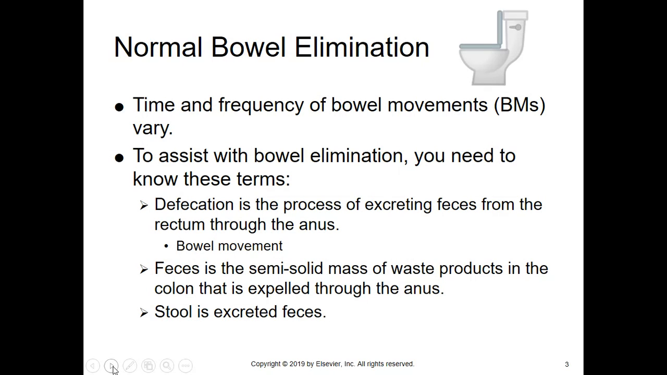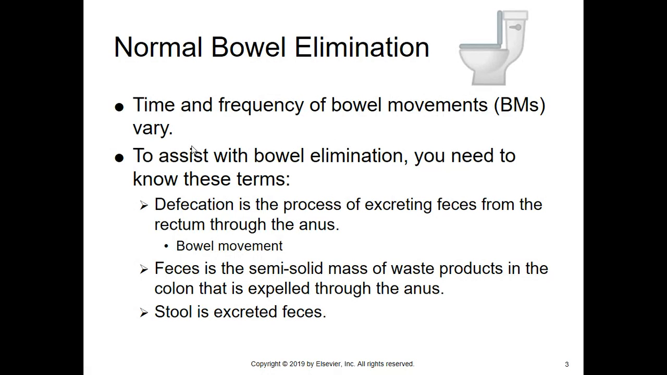So normal bowel elimination. Bowel means having a bowel movement or having, I guess we could use the word poop if you guys want to. Okay, so it means the person defecating, having a bowel movement, having feces come out of them, or taking a poop. But we don't use the word poop because that's not appropriate for nursing. Okay, so bowel elimination, we're getting rid of the waste. We're eliminating it. So we're having a bowel movement.